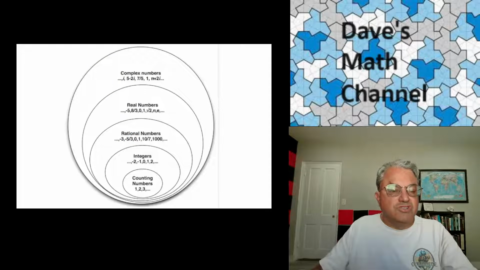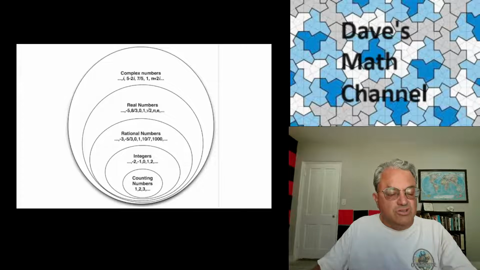I thought I'd first start out by just showing you a Venn diagram of different number systems. So let's look at the inside one and go out. The most inner set shown here is what are called the counting numbers. Those are the first numbers everybody learns: one, two, three, four, five, and so on. Just numbers you count with.